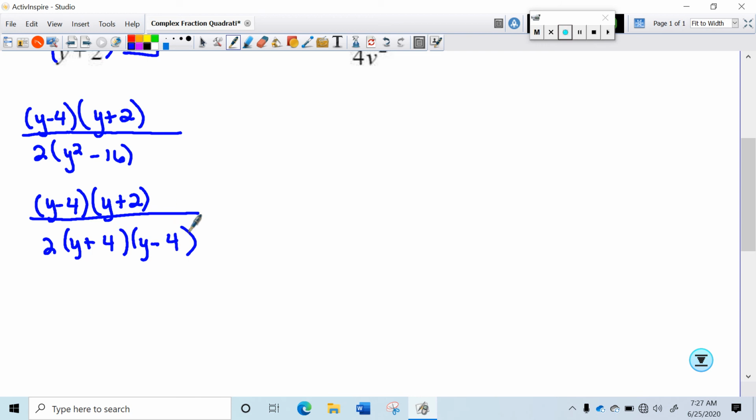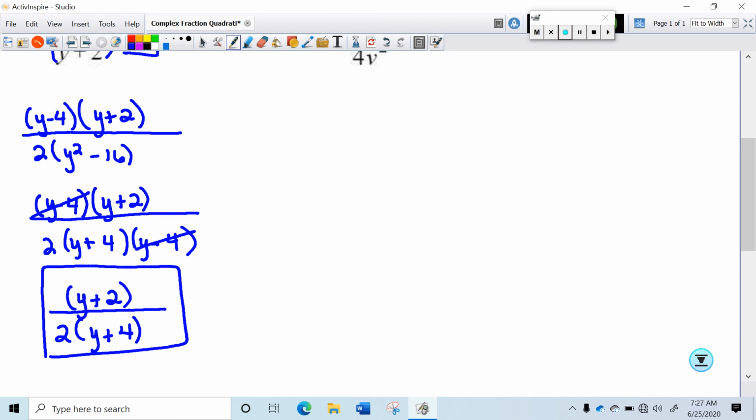Now any families that are on the top that are the exact same as the ones on the bottom cancel out. So y minus 4 cancels with y minus 4. Y plus 2 cannot cancel with y plus 4 because it's not the same thing. And you can't cancel the 2's because one's in a family and one's not. You don't want to split apart the families. So whatever's left over is my final answer: y plus 2 over 2 times y plus 4. You do not multiply anything back out. You leave the parentheses in your answer.